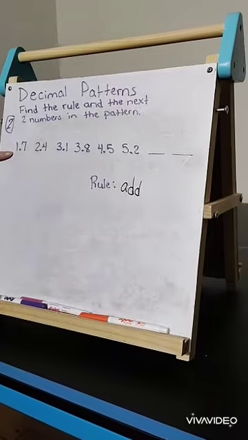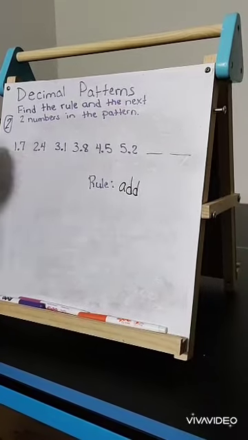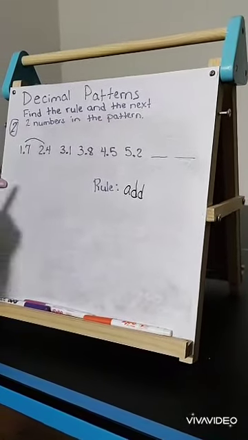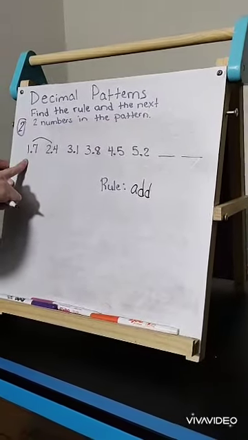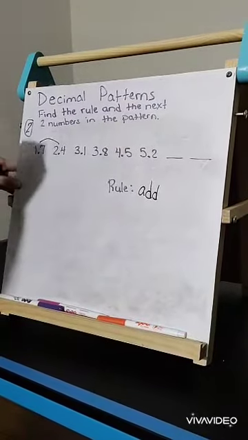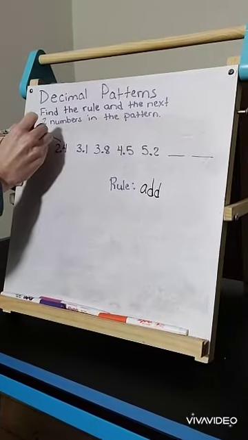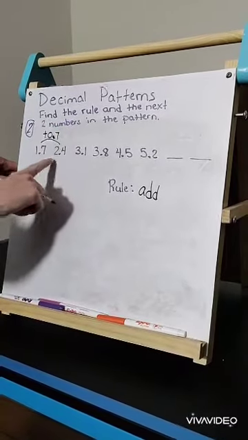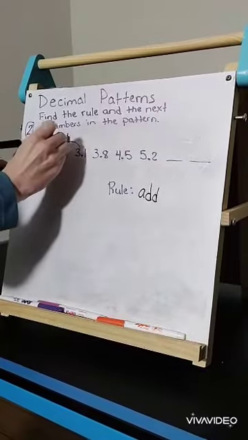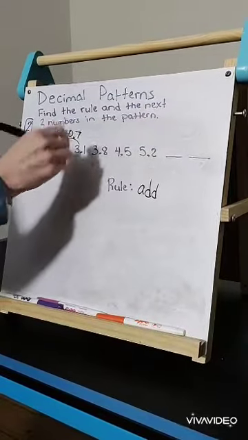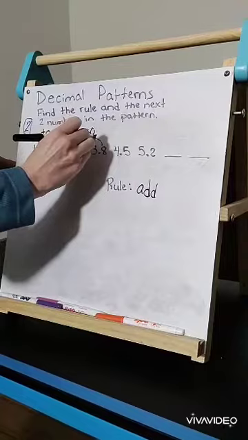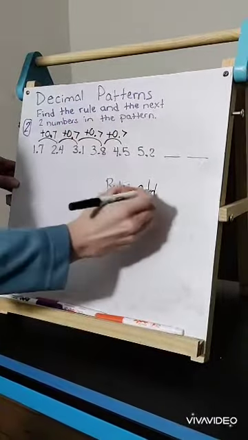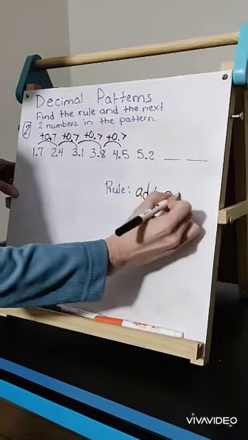So I want to know 1 7/10 plus what gets me 2 4/10. If I'm not sure, I can work backwards and on my calculator do 2 4/10 minus 1 7/10. Use that fact family. So you'll find there's a difference of 7/10. So you have to add 7/10 to get to this number, and then 2 4/10, if you add 7 more tenths, you'll get 3 1/10. If you add 7 more tenths, you get 3 8/10, and it works all the way through. So you know that the rule is add 7/10.